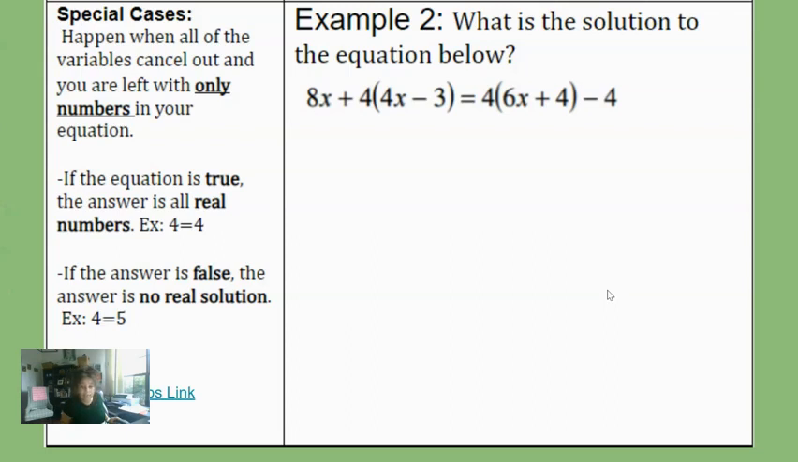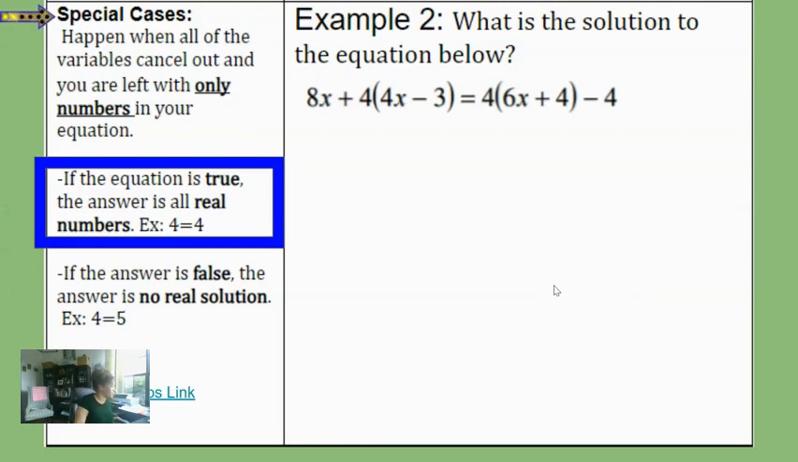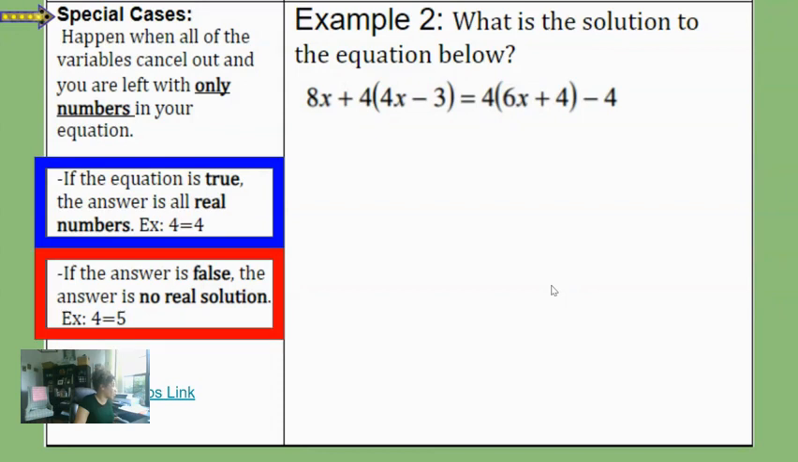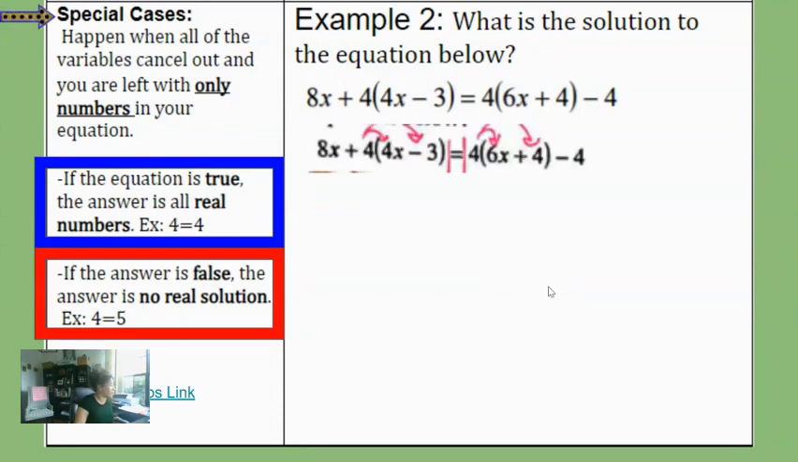That means you're going to have a pair of parallel lines. They're never going to cross. They're never going to intersect. So these are the two situations. We'll start with this one. Special cases: if the equation is true, the answer is all real numbers. If the answer is false, the answer is no real solution.